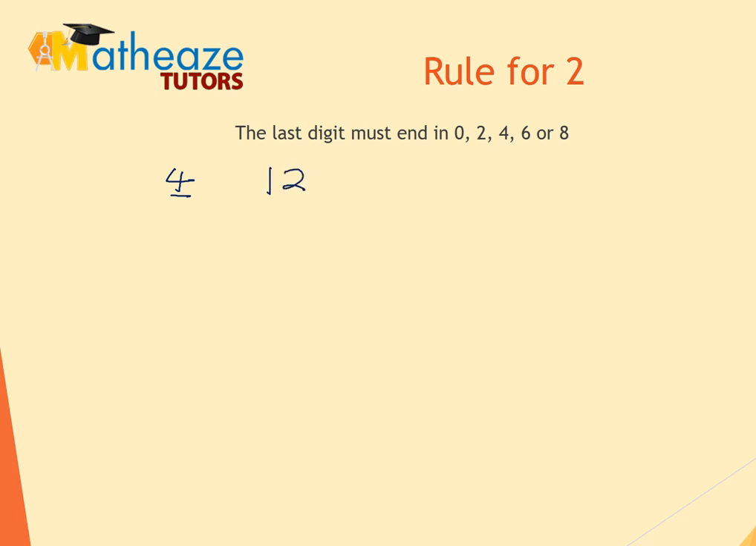Let's try 128. It ends in an even number, so it's divisible by 2. We can also look at 4,300. It ends in an even number. One more example, 4144. It ends in an even number, so it's divisible by 2.